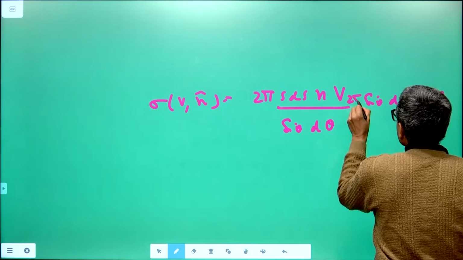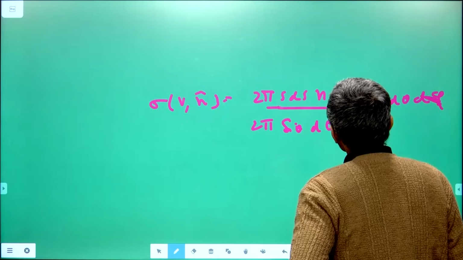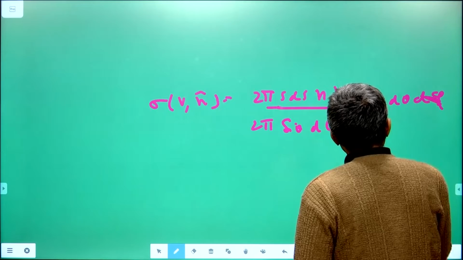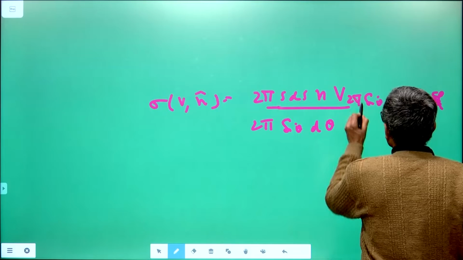So n is the density of the incident beam. So many particles get scattered within the solid angle 2 pi sin theta d theta, or per unit solid angle, how many will get scattered into sin theta d theta d phi. Within the solid angle d theta d phi, so many will get scattered.